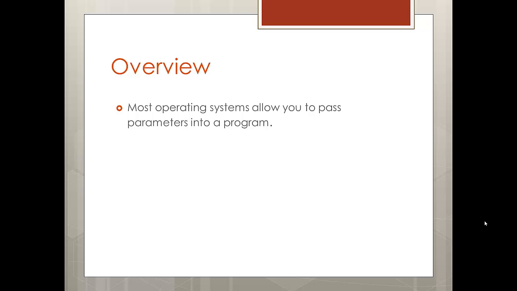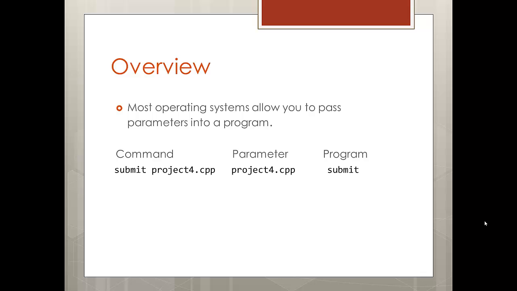Most operating systems allow you to pass parameters into your program when the program starts. You've already used this, although you may not realize it. Here are some examples. In this first one, submit acts as the program, and project 4 is being taken in as a parameter. In your second example, the change directory command, or CD, is taking submitted homework as a parameter. It uses submitted homework as a parameter to tell it which directory it should be changing to. We're going to learn how to do this in our programs.